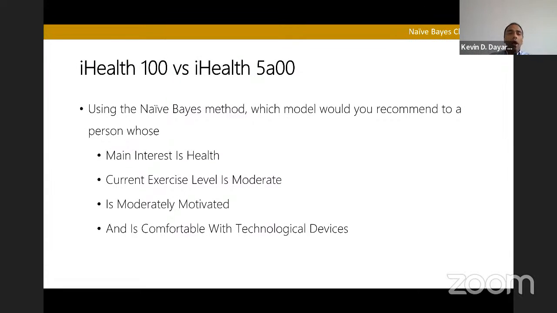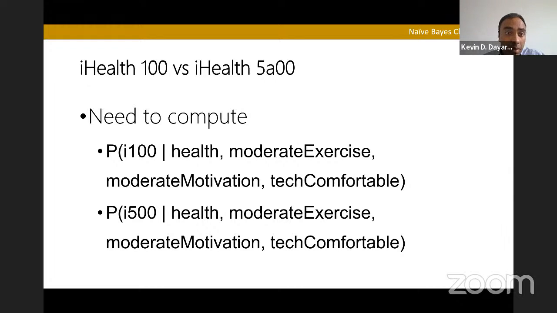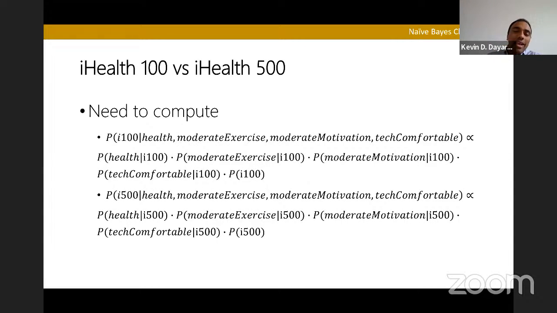So how would we use naive Bayes to recommend a model for a person whose main interest is health? Their current exercise level is moderate. They are moderately motivated and are comfortable with tech devices. So these are the two competing probabilities that you would need to compute: I-100 given that information and I-500 given that information. And you can compute these two probabilities accordingly.